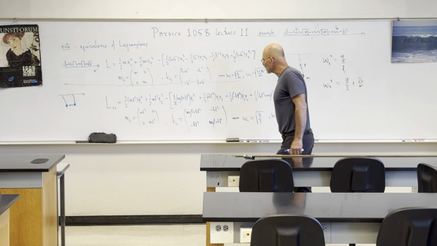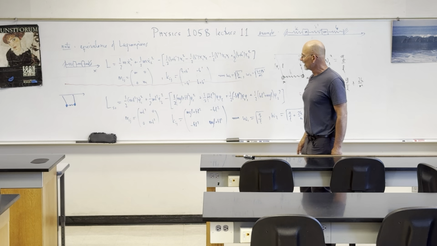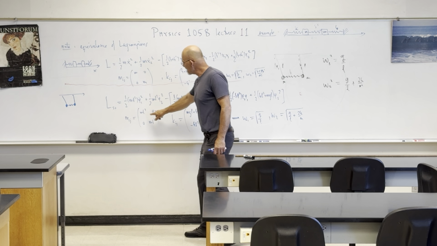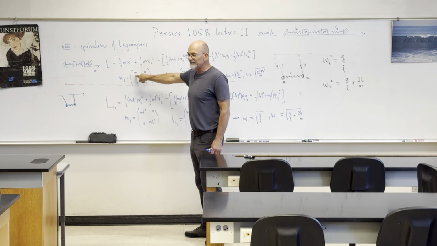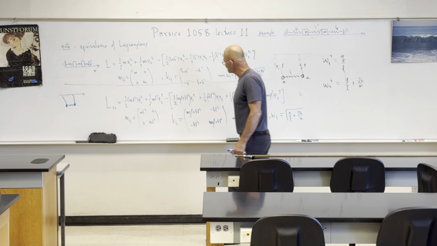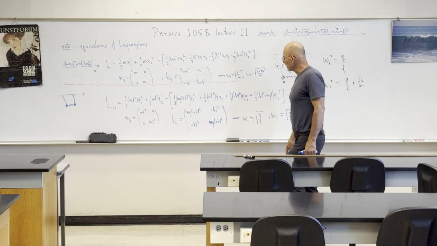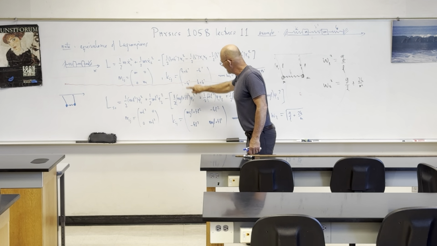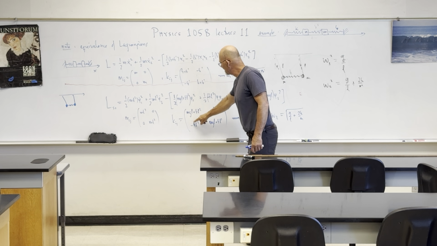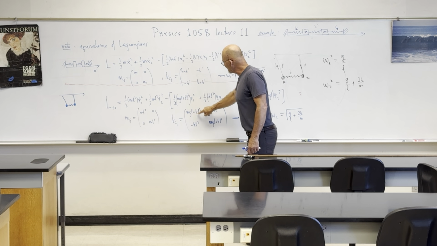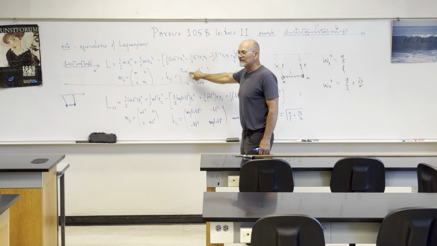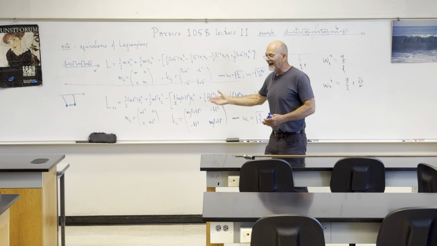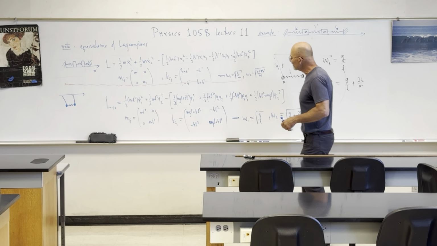Because we just have to rename things. For example, if we rename ML squared to M, it'll be the same. And then if we rename MGL to K and KL squared to K prime, they're the same. But those are just renaming things, right? They'll have the same form.